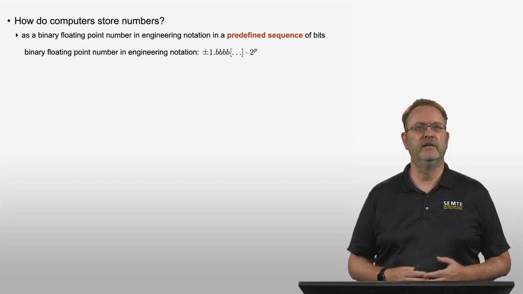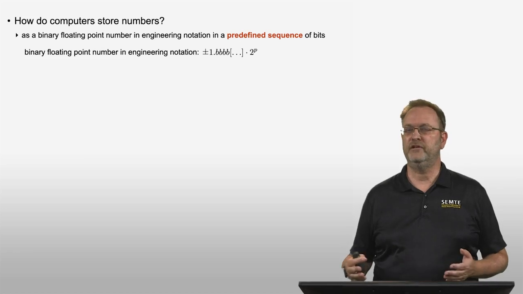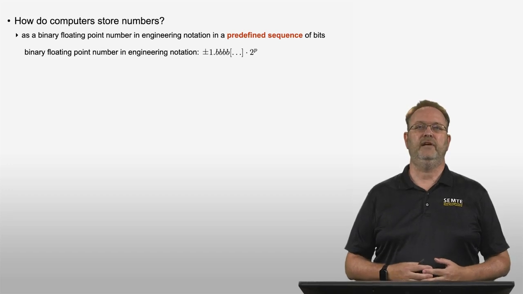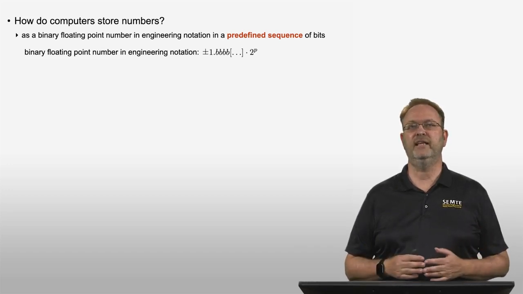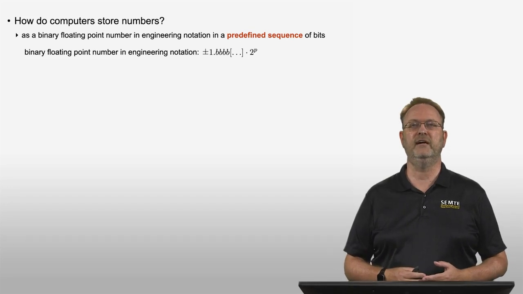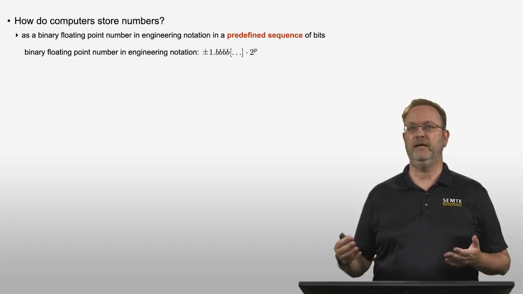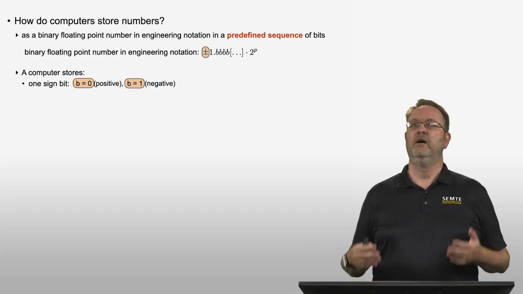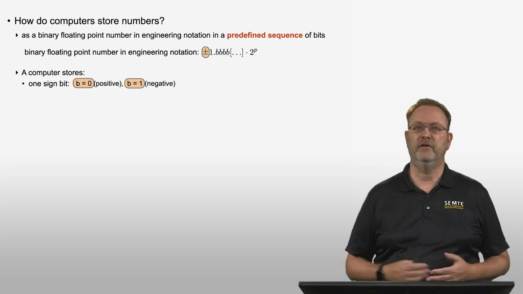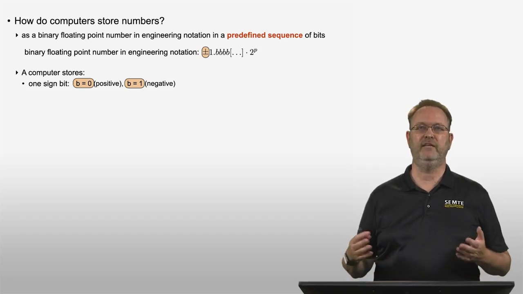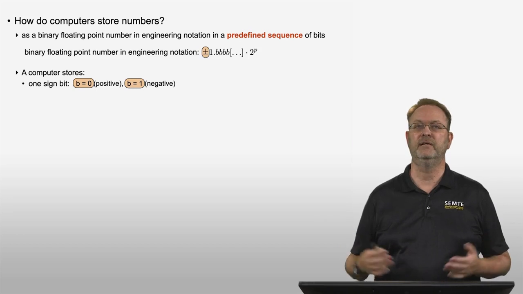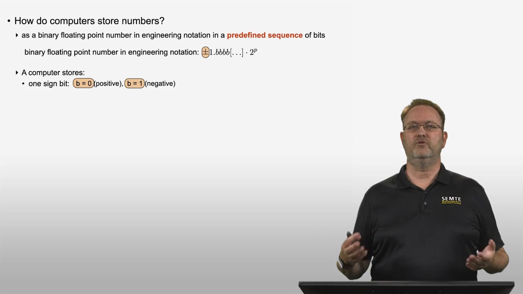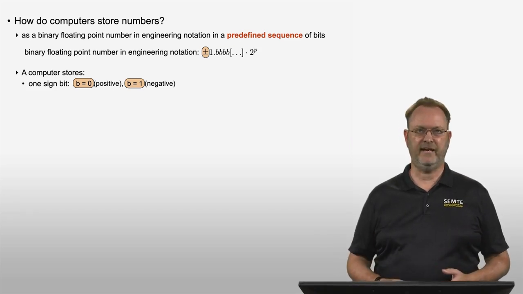Just as a reminder, binary floating point numbers in engineering notation have the following form. There's a plus or minus, a sign for the number, then there is the hidden bit 1 dot, and then there are bits for the mantissa, and then times 2 to the power p, where p is the exponent. Now, a computer therefore has to store one bit to indicate the sign of the complete number, and the way the definition works is that that sign bit is equal to 0 if the number is positive, or the sign bit is equal to 1 if the entire number is negative.